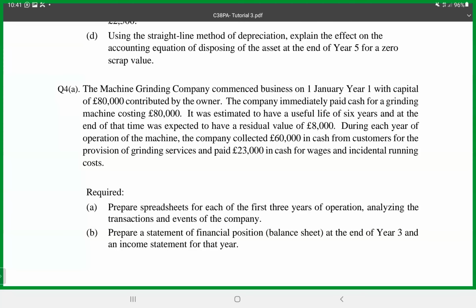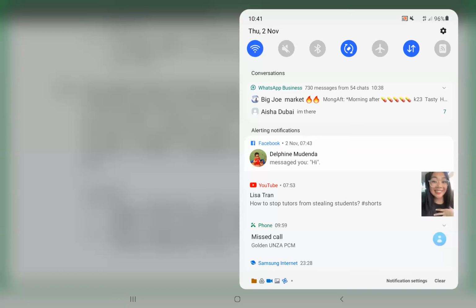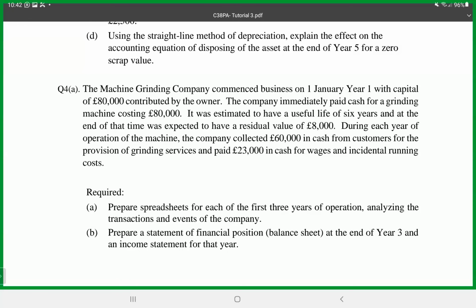The company immediately paid cash for a grinding machine costing 80,000. It was estimated to have a useful life of 6 years, and at the end of that time was expected to have a residual value of 8,000. During each year of the operation of the machine, the company collected cash from customers for the provision of grinding services and paid 23,000 in cash for wages and incidental running costs. Required, prepare spreadsheets for each of the 3 years of operation, analyzing transactions.